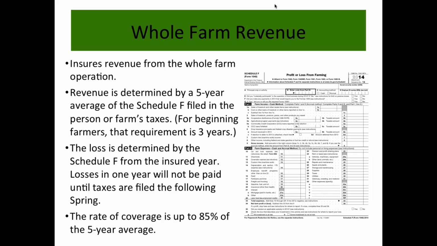generally it's 5 years. Also note that because in general taxes are filed after the deadline on this policy, there's often a lag year in terms of the 5-year average. So, an application in 2017 would probably not include 2016 Schedule F, so it would be 15, 14, 13, 12, 11. The loss is then determined by the Schedule F from the insured year. Once again, payment has to wait until you file that, which is usually in the next year. And the rate of coverage is up to 85% of that 5-year average.